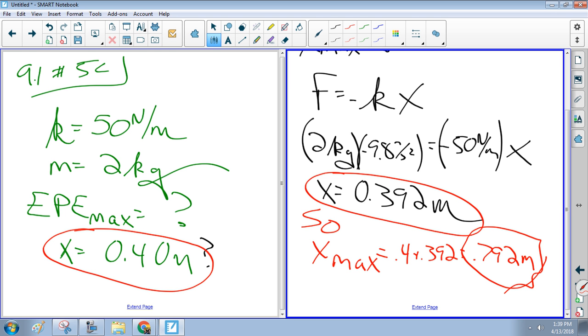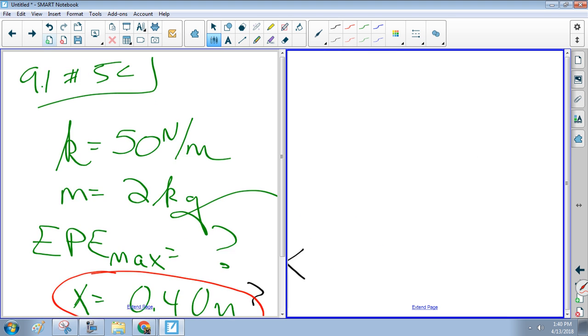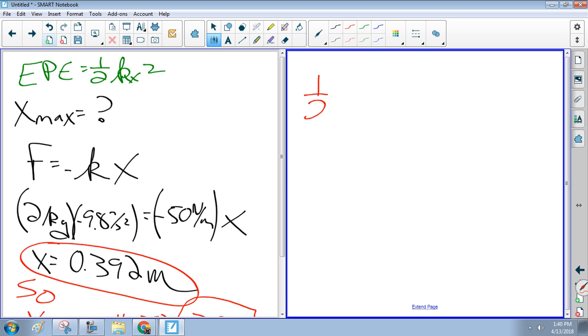Make sense or no? Questions? Problems? Concerns? Yeah. I tried doing that. I just didn't get, let's see, what do we want? We want 1/2. Our k is 50 newtons per meter. 0.792 meters squared. I don't know, anybody do it? Does it work? Yeah, okay, just try typing it in your calculator again. It should work.